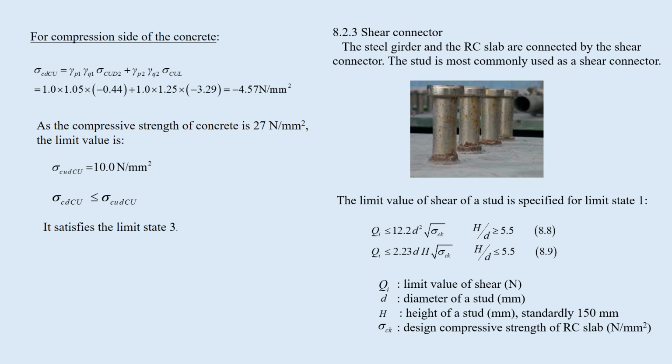8.2.3 Shear connector. The steel girder and the RC slab are connected by the shear connector. The stud shown in this photo is most commonly used as a shear connector. The limit value of shear of a stud is specified for the limit state 1, as shown in these equations. It depends on the height and diameter of a stud.